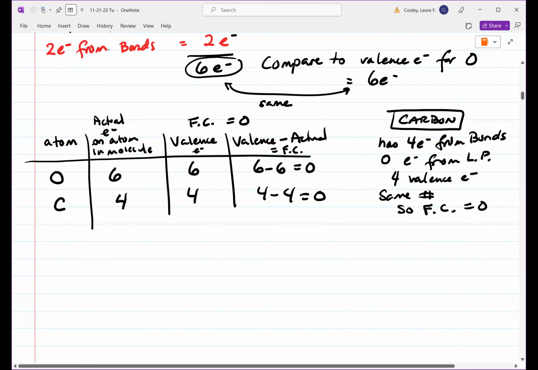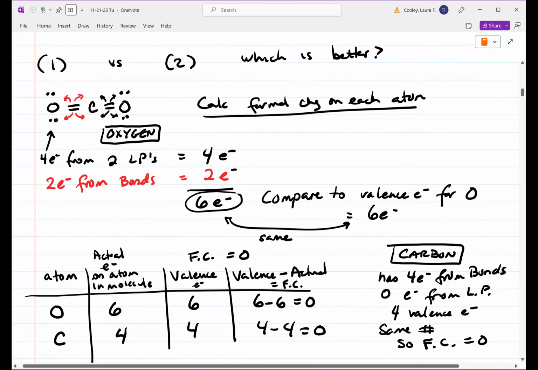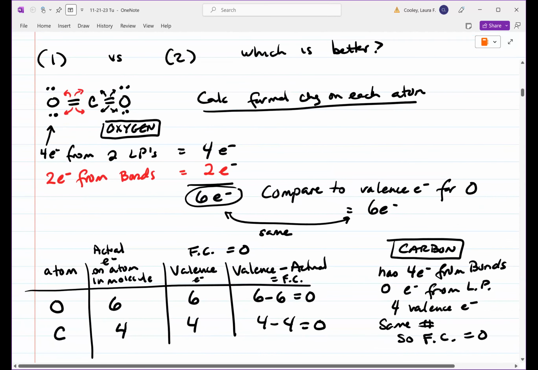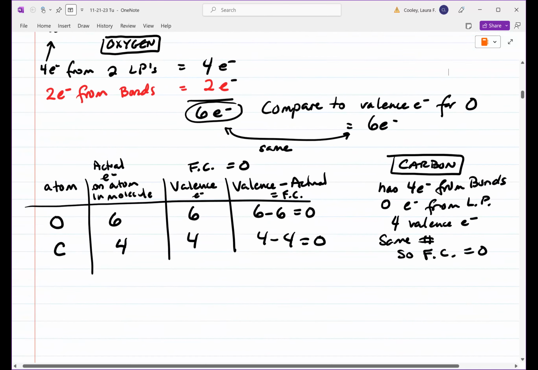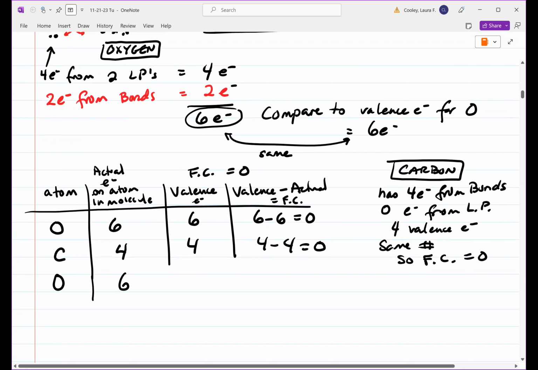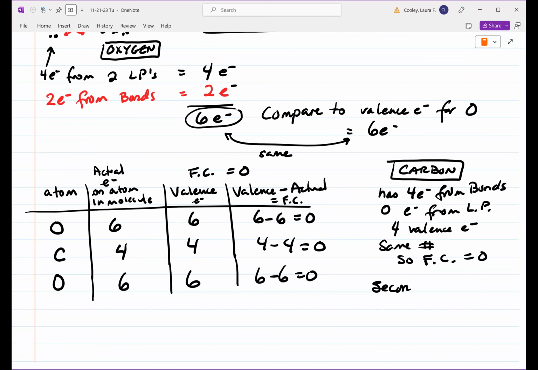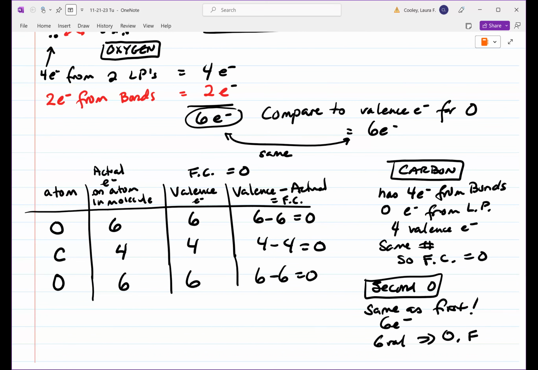And finally, I have another oxygen. But take a look at the second oxygen here. What do you notice about it that we've already done? The second oxygen also has a double bond and 2 lone pairs, just like the first one. So that second oxygen is the same as the first. So the formal charge is equal to 0.